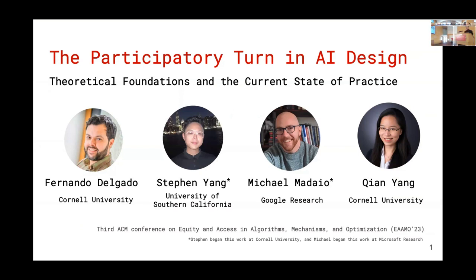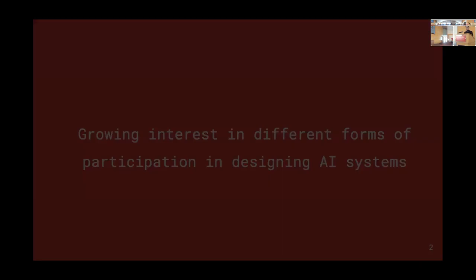Hi, my name is Stephen Ying. Today I'm presenting on participatory AI, on its theoretical foundations and its current state of practice.